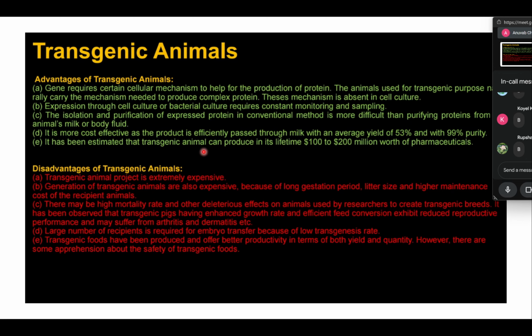It has been estimated that transgenic animals can produce 100 to 200 million dollars worth of pharmaceuticals in their lifetime. So, for example, you can produce antibodies and a lot of other things as well.